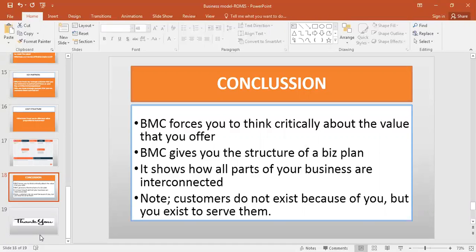Then you must also know that your business does not exist because of your customers, but you exist to serve them. Also, customers do not exist because of you, but you exist to solve their problem. So, in a nutshell, problem, challenges, opportunity. That is the mindset we should always have in growing a global business enterprise.